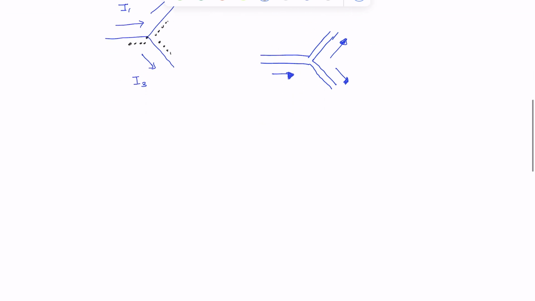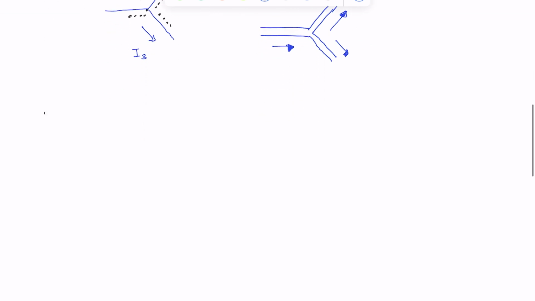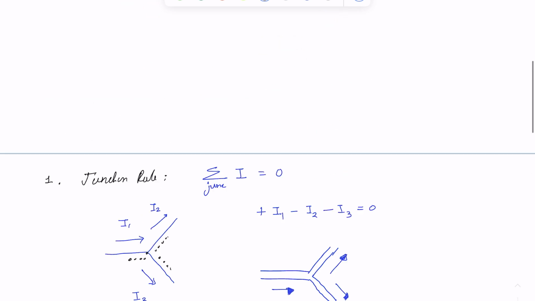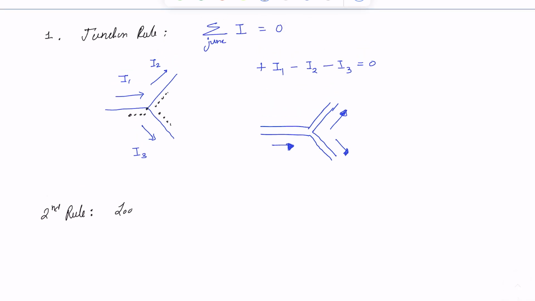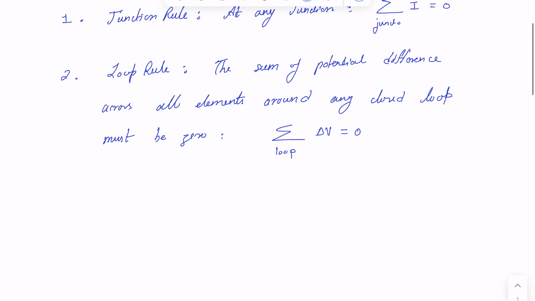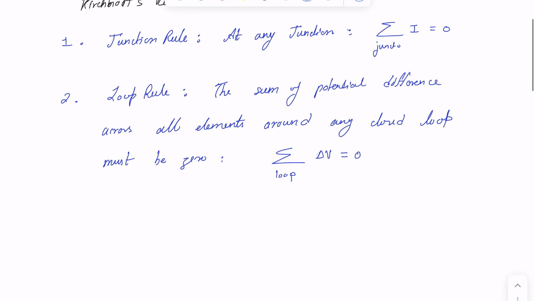Let's look at the second one. Second rule is loop rule. Just so that we can be on the same page with this, I'm going to read out this statement. It says the sum of potential difference.